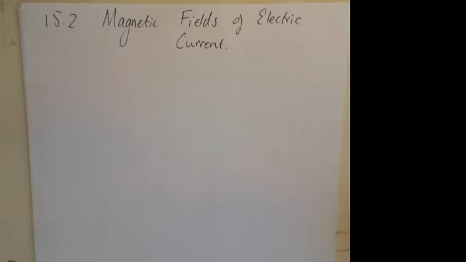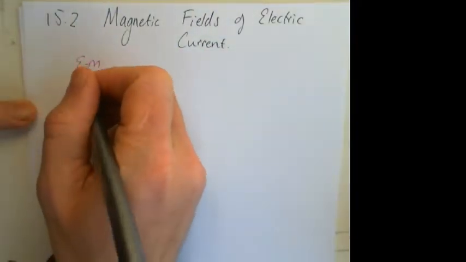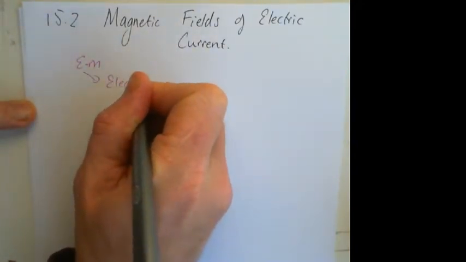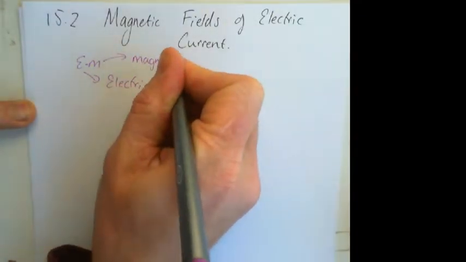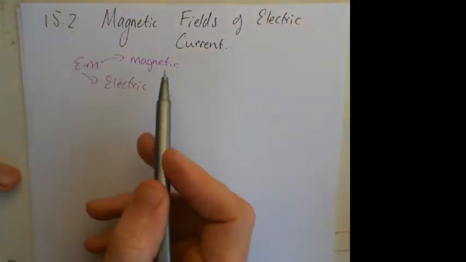Okay, so 15.2, magnetic fields of electric currents. So you already know about this, but in a roundabout way. If you think of the electromagnetic spectrum, that's your EM spectrum, so electric, magnetic. You know that electricity and magnetism are linked because of this.